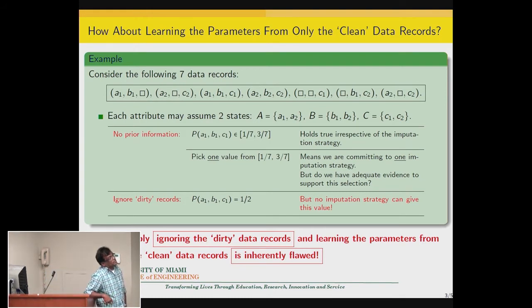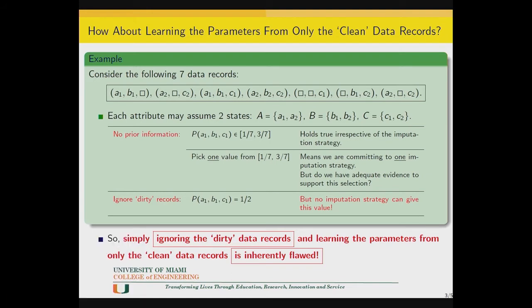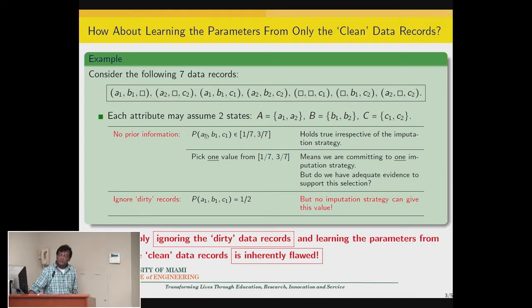From this, you can estimate the probability of A1, B1, and C1 occurring. The problem being that you don't have these data, you cannot figure out the exact probability. What you can get is probability upper and lower bounds. So if you do this for this particular data set, believe me, you get between 1/7 and 3/7. So I don't care what values you put inside the squares, you should get a value between 1/7 and 3/7. There's no way you can get out of that. So if you pick one value from 1/7 to 3/7, you are essentially picking one imputation strategy. That's essentially what you're doing.